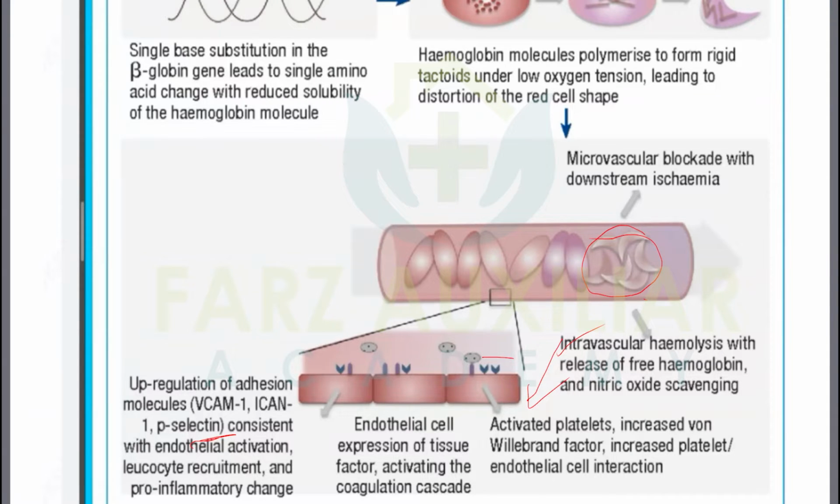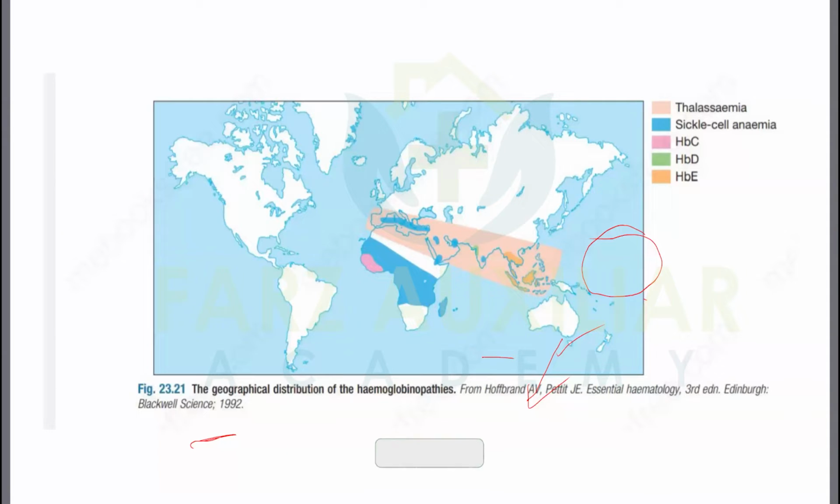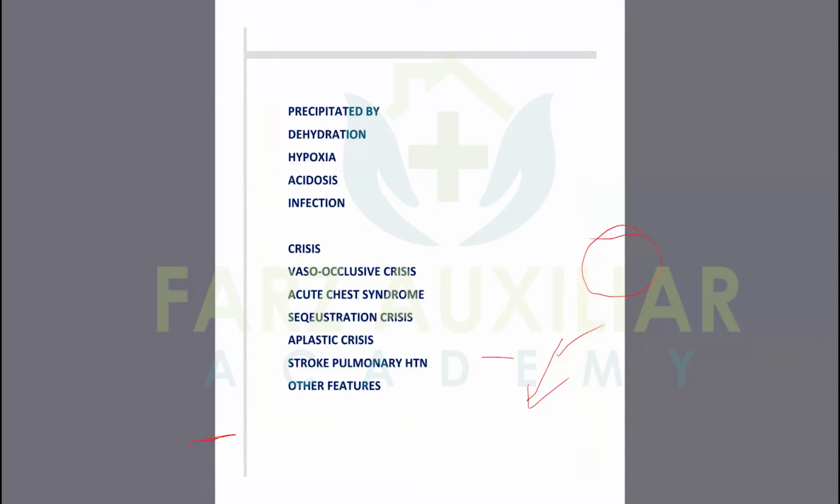Let's go. Here you can see a lot of sickle cells. Mostly this area happens in hemoglobinopathies. So what are the clinical features? These are from Davidson's. Clinical features can be ocular, pulmonary, CNS, cardiac. All of the things are here, but you cannot explain everything here. So you need to go for the precipitating factors and all the crises. This would be easier.